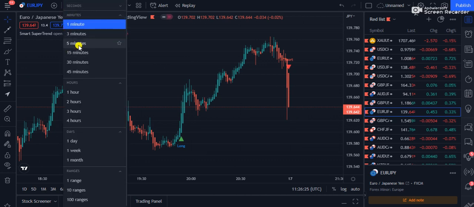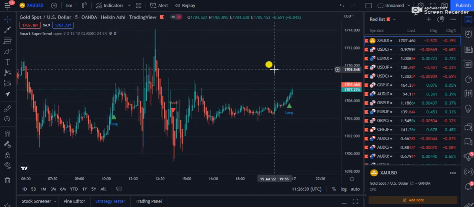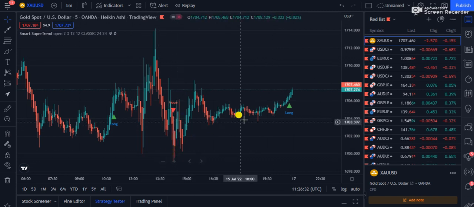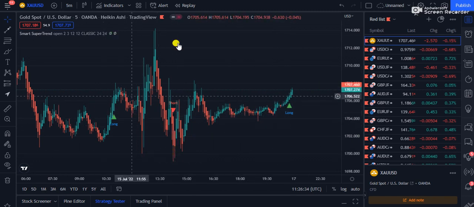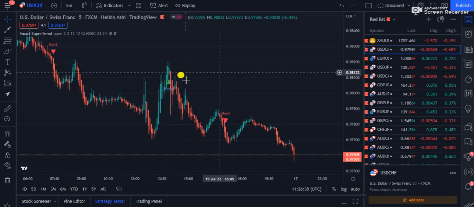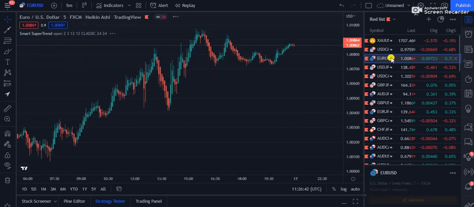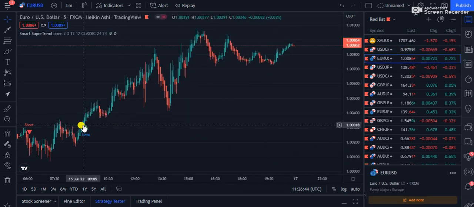Let's have a look at the 5 minute time frame and how it is performing. You can see short somehow good, long is on the way. Long, that was a good signal on gold. USD CHF long, that didn't work. Short, it was good on USD CHF. Now you will decide which signals are better, on the 1 minute or on the 5 minute.